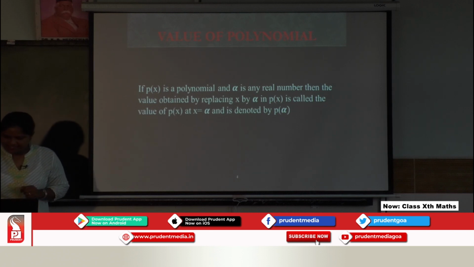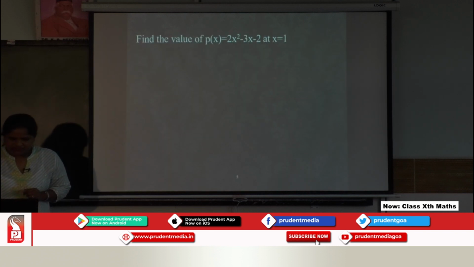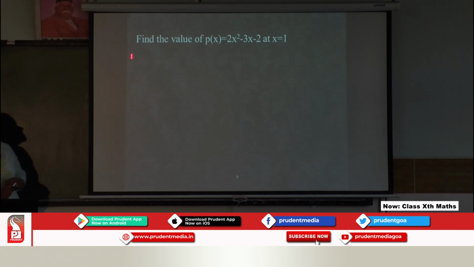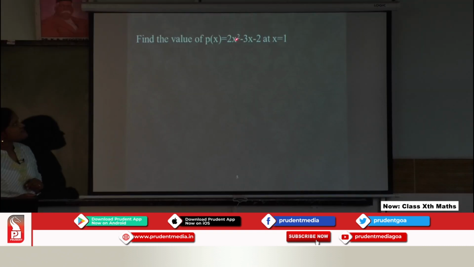Let's have a look at some examples. Now consider this example. Find the value of P of x equal to 2x square minus 3x minus 2 at x equal to 1. So this is P of x. And what is the alpha given? Alpha is any real number, that is 1. So what we are supposed to do is replace every x in P of x by 1.